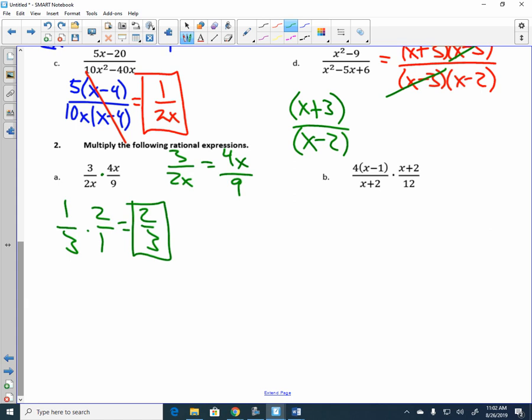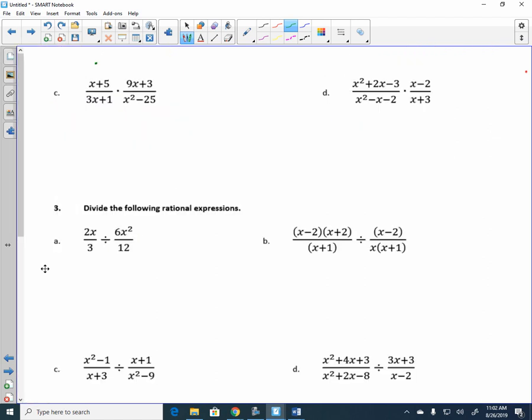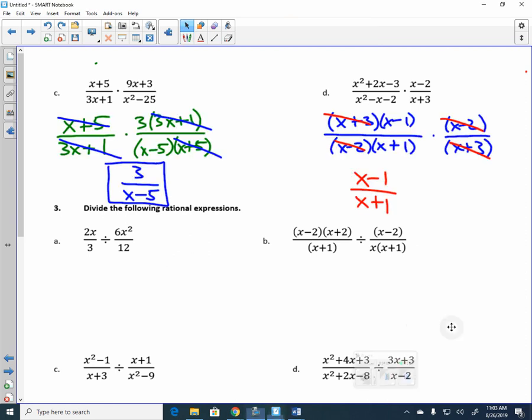What's going to cancel for letter B? The x plus 2s. x plus 2 divided by x plus 2 is 1. And the 4 over the 12, I'll end up with x minus 1 over 3. Why don't you try letters C and D on your own? Any questions on those two? We good?